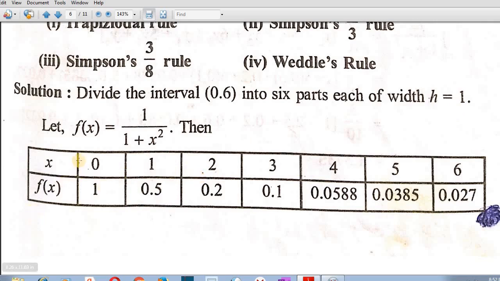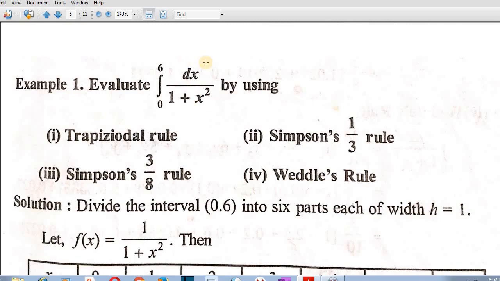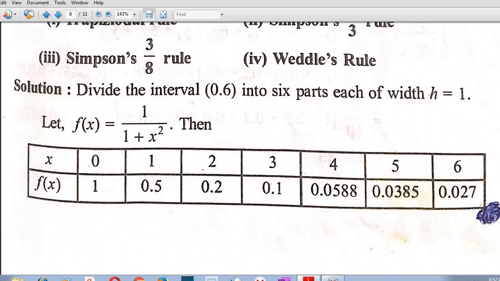Now these are the x values. At x equal to 0, the f of x value will be 1. You can even check it by putting it in the formula. So this is f of x. At x equals 0, 1 by 1 is 1. At x equals 1, it is 1 by 2, that is 0.5. At x equals 2, 0.2, at x equals 3, 0.1. So for all these x values, the corresponding value of y is given here. Now I can take these as y0, y1, y2, y3, y4, y5, y6.